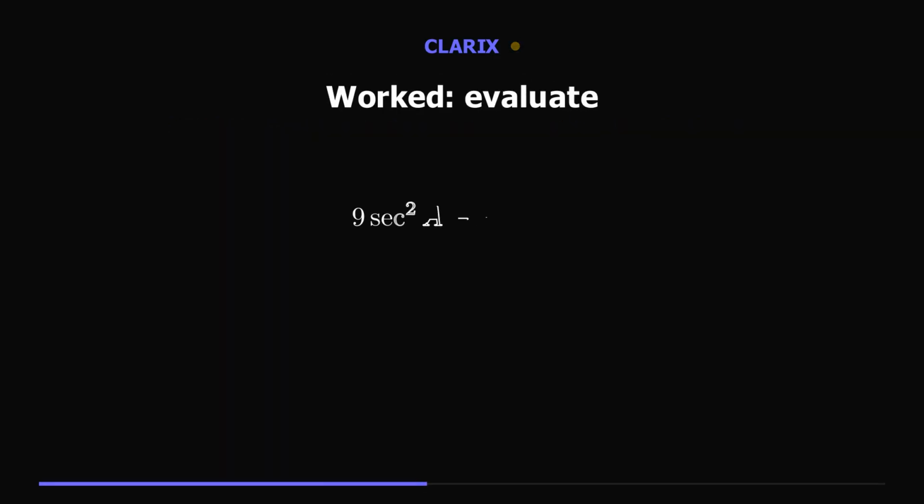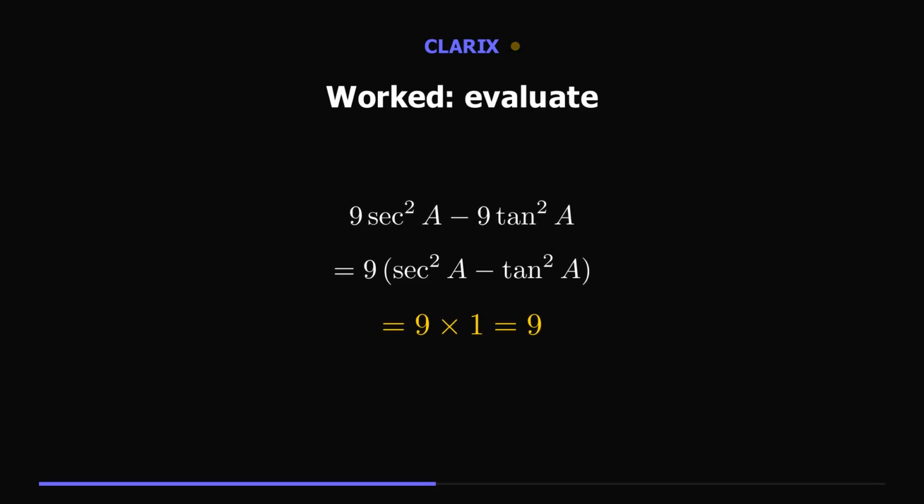Let's warm up with an easy one. Evaluate 9 sec²A minus 9 tan²A. Factor out the 9. 9 times sec²A minus tan²A. But that bracket is exactly our second identity rearranged. It equals 1. So the whole thing is 9 times 1, which is 9. A scary expression gone in 2 steps.